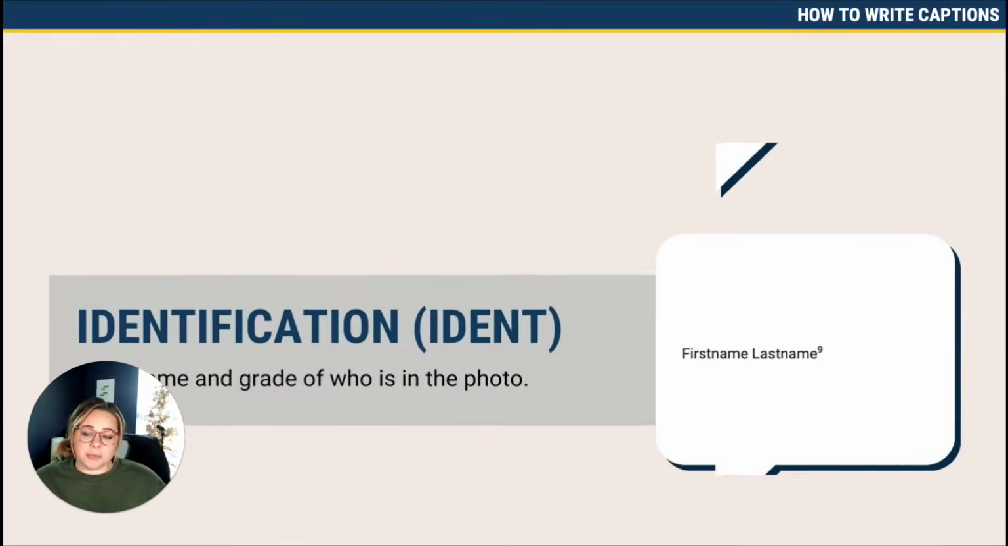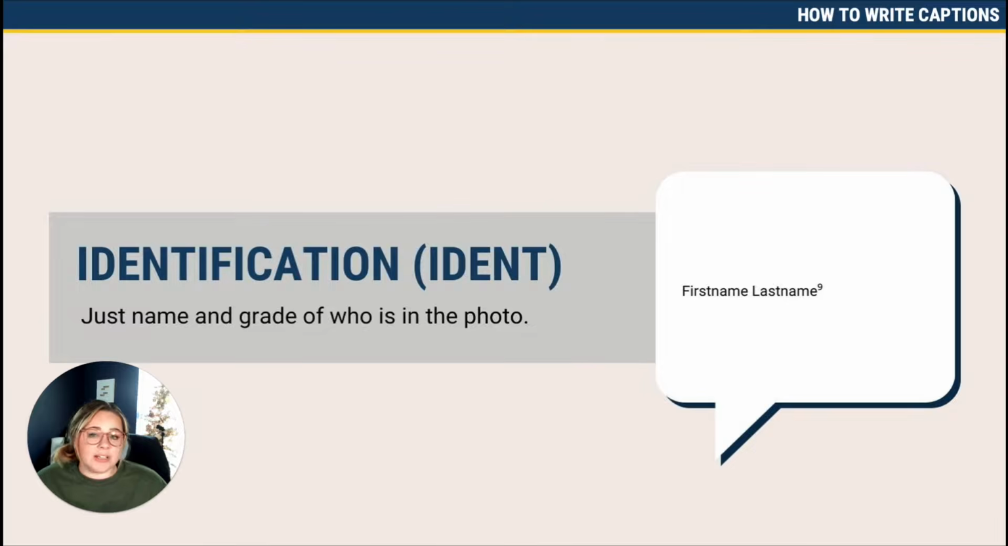And then our last option is what I call an ident, or an identification. And that is literally just the name and grade and who's in the photo. This is like worst case scenario, last minute. But notice we don't leave this out.